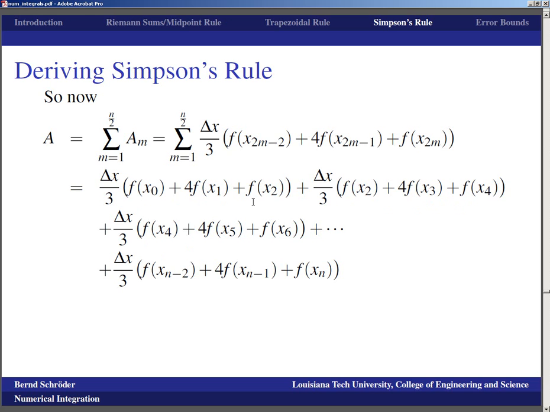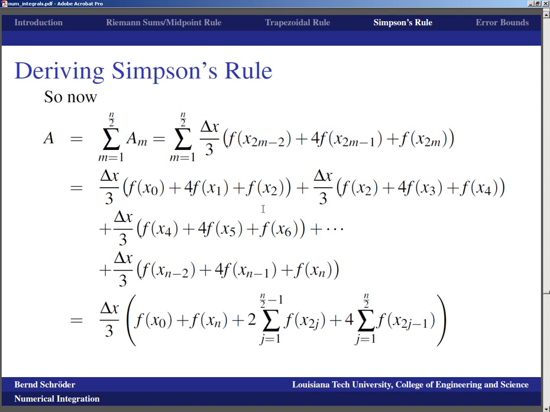And so we can see here that at x0 we evaluate and multiply by 1, at x1 we evaluate and multiply by 4, at x2 we evaluate and multiply by 2 because we have that one twice. f of x3 is multiplied by 4, f of x4 is multiplied by 2 because we've got that one twice. f of x5 is multiplied by 4, f of x6, because we'll also have it in the next one, is multiplied by 2, and so on. This one will be multiplied by 2, this one by 4, and this one is by itself. So the odd-numbered indices, the evaluations are multiplied by 4. Even-numbered indices, the evaluations are multiplied by 2. And the first one and the last one are just left by themselves.